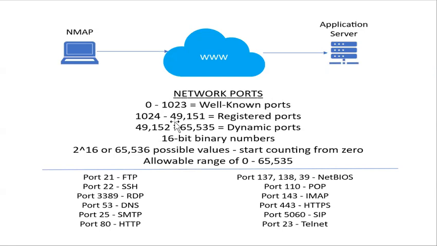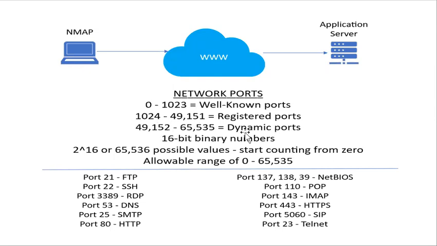Then we have registered ports from 1024 to 49151. Registered ports are registered, whether used or not, or being used by services we may not know. Maybe you have a protocol designed by you, and you registered a port for that protocol. So it's going to be taken out of the available ports, and then it will come into the pool of these registered ports.